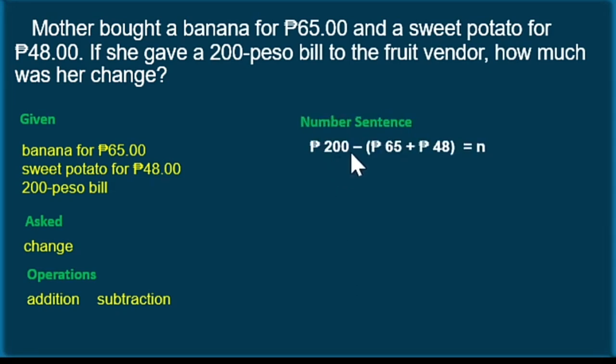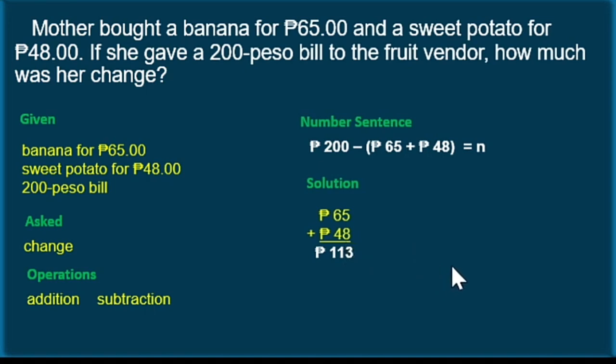Let's see this in the number sentence. Very good. Now you have to subtract the amount of money that was used to buy the banana and potato from the pesos bill that mother gave to the fruit vendor. So that's what we have there on the screen. We have 200 pesos minus 65 pesos plus 48 pesos. By the time you add what is in the bracket, we have 113 pesos. So you can then proceed to subtract 113 pesos from 200 pesos.